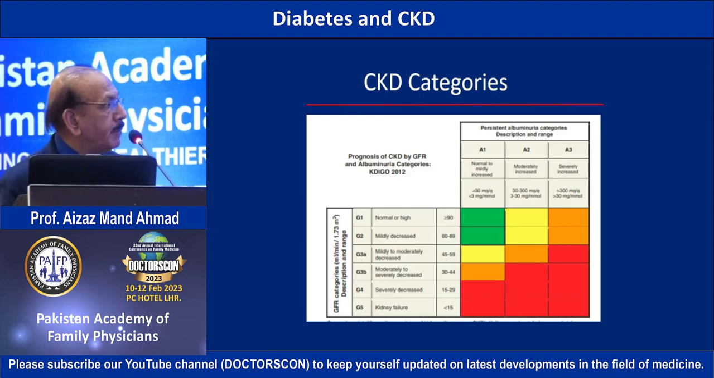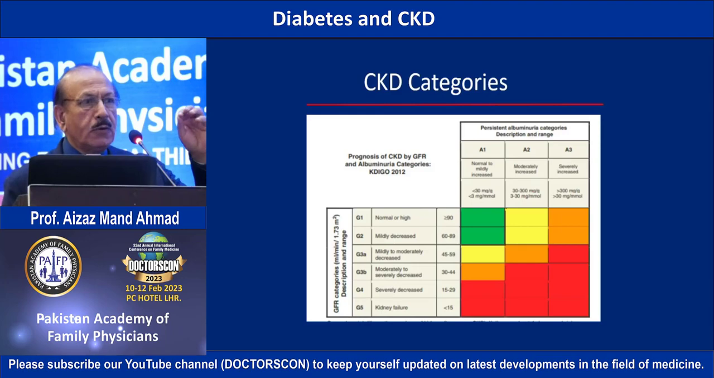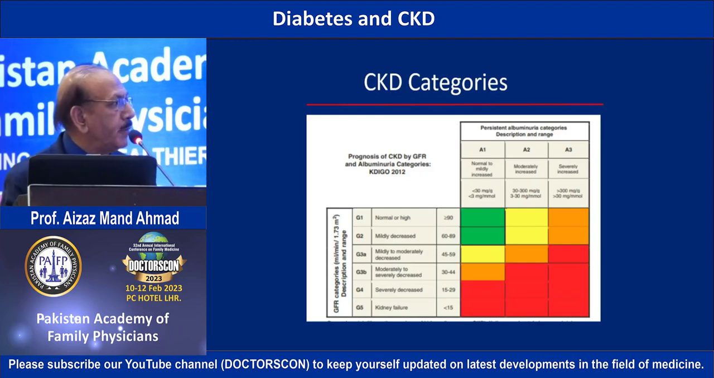So a patient may be in G3A and could be A1. So you will write down CKD G3A A1. So the other doctor will know what stage this patient is suffering. Or a patient may be G5 and A3, which is very advanced disease. So that is how the grading of chronic kidney disease is done, and it holds true for all diabetics also.